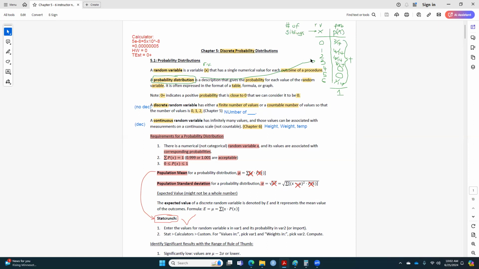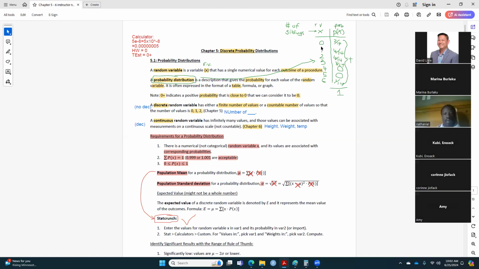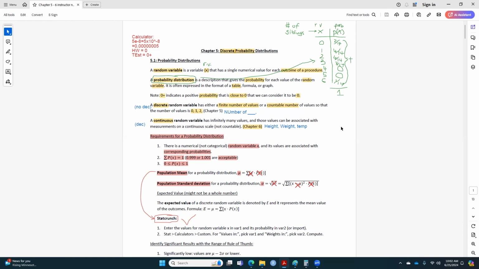A probability distribution is usually in the form of a table where the left side is the random variable x, and the right side is the probability P(x). There are 3 requirements for a probability distribution.